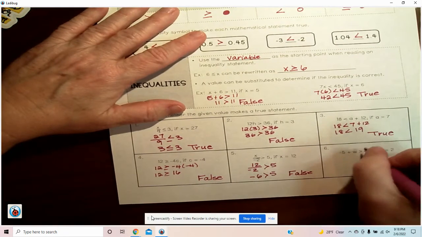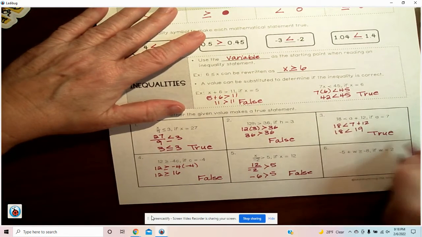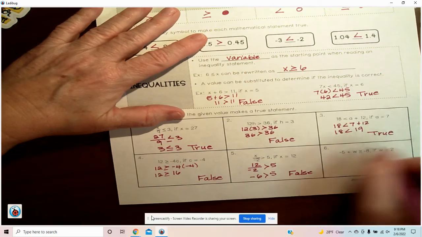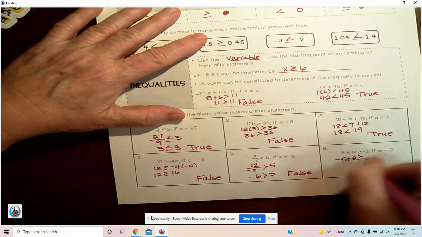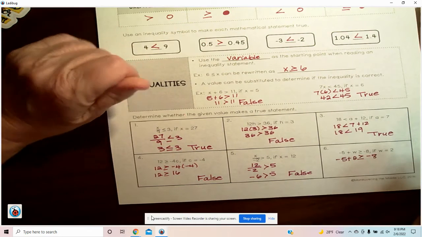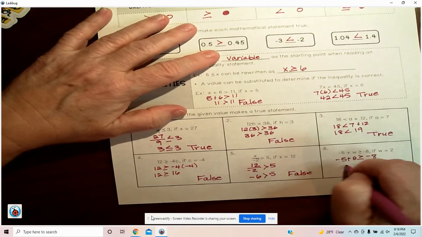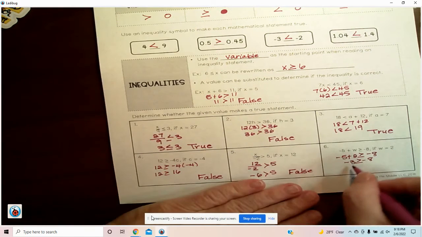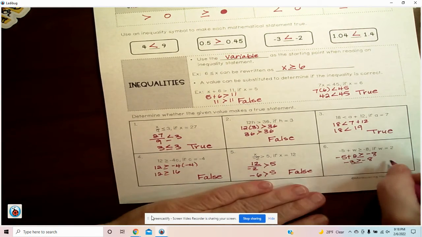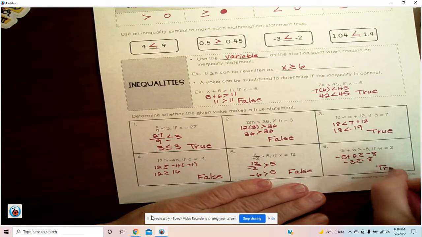-5 plus w is greater than or equal to -8 if w equals 2. So -5 plus 2 is greater than or equal to -8. -5 plus 2 is -3, greater than or equal to -8. -3 is greater than -8, so that statement is true.